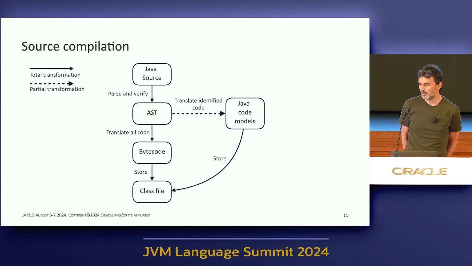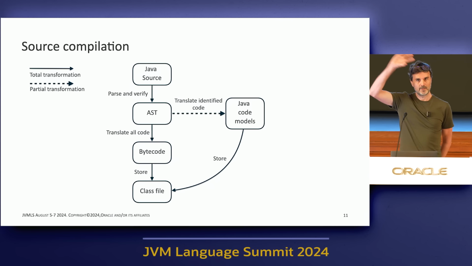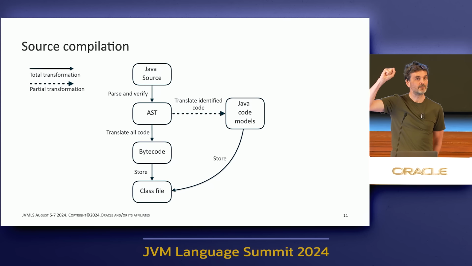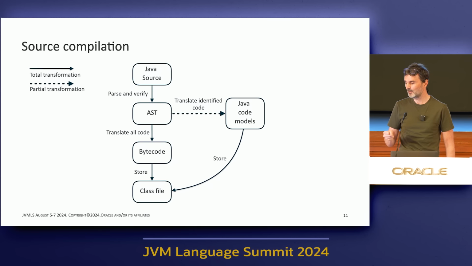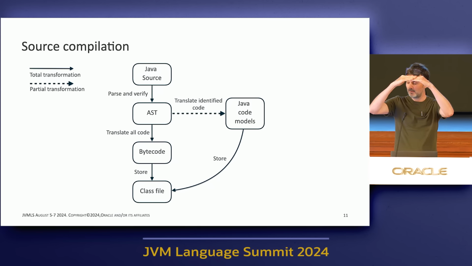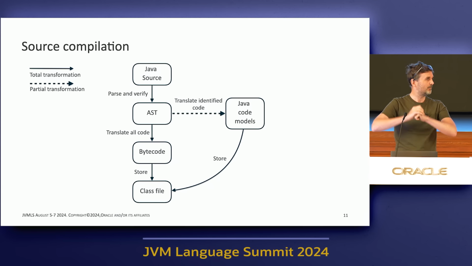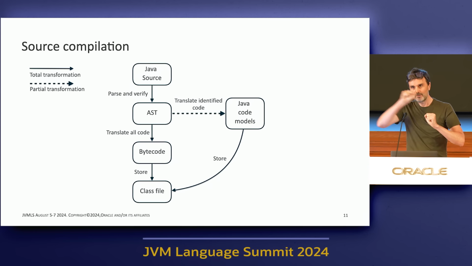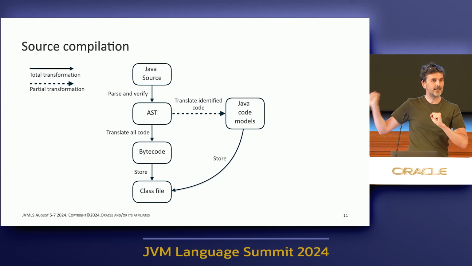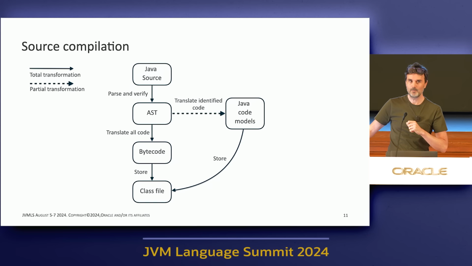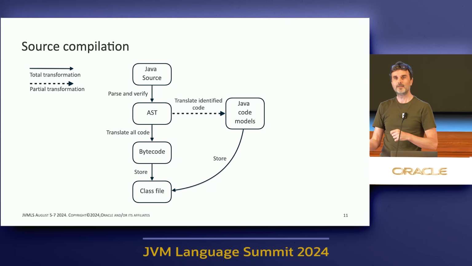So what's going on here? Let's look at what's going on in the compiler. We take our Java source, the Java compiler parses and verifies it, produces an AST, does attribution on it to make sure it's all type correct. If it's all type correct, then it passes the compiler. Well, in normal cases, that AST will be translated to bytecode, and then we will store that bytecode in a class file. When we annotate it, we also go off to the side here, and we translate identified code into a Java code model, and then we also store that into the class file.